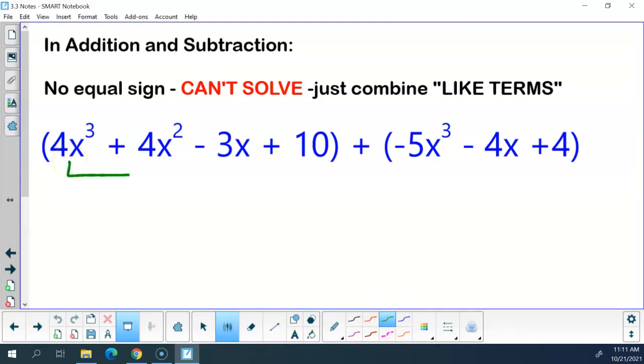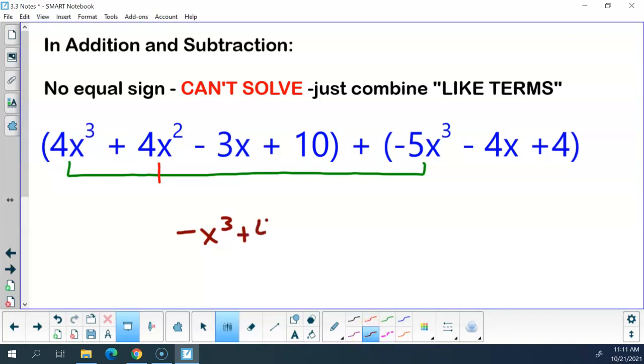So I've got a 4x cubed there. I've got a plus negative 5x cubed there. Those two combine to be negative x cubed in the end. Then I look for my next biggest exponent. My next biggest exponent is squared. There is no other squared terms to combine with, so it is going to stay plus 4x squared.